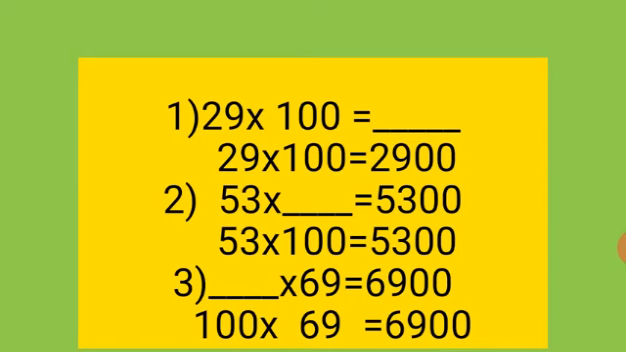Right, again you can see here, 29 into 100 is equal to, again same thing, 29 ones are 29 and two zeros that we have taken from the 100, and it is 2900.